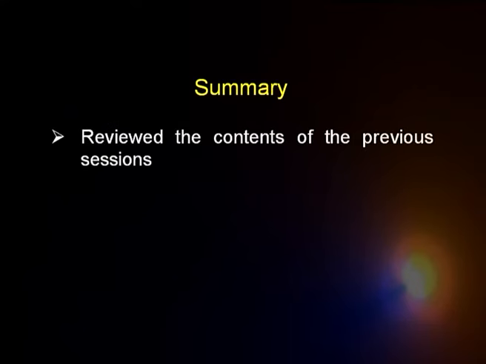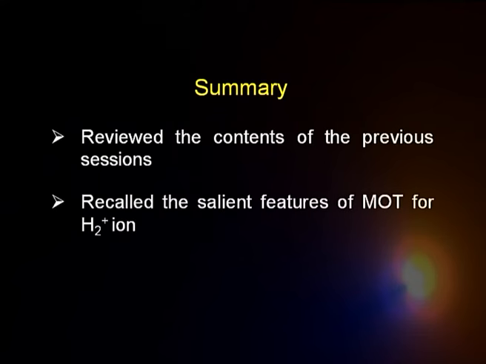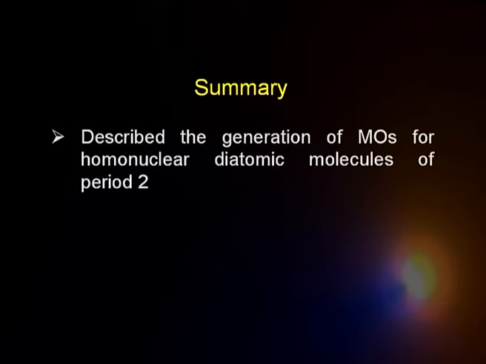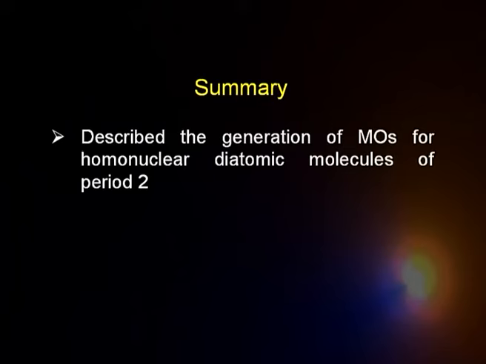Okay. So, I think that is all I wanted to share with you on molecular orbital theory, and let us sum up what we have done. Today we briefly reviewed the contents of the previous sessions. Thereafter, we recalled the salient features of MOT from what we learned in the context of the hydrogen molecule ion, because that was pertinent here. Thereafter, we described the generation of molecular orbitals for homonuclear diatomic molecules of period 2, wherein we saw how different atomic orbitals combine to give the molecular orbitals.